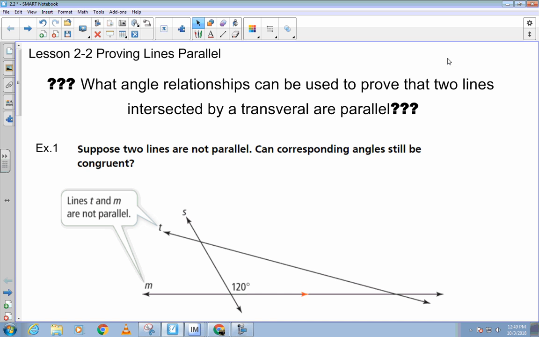Alternate, what were some of them? One of them was, here you go. One of them was corresponding, okay, corresponding angles are congruent, right? Same side interior angles have to be, right. Both inside on the same side of the transversal. What's their relationship? They equal 180, okay?